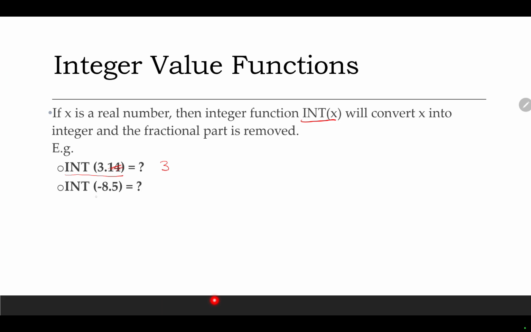And next, int of minus 8.5. Here we have to remove the fractional part, but the sign will remain the same. So the answer is minus 8.